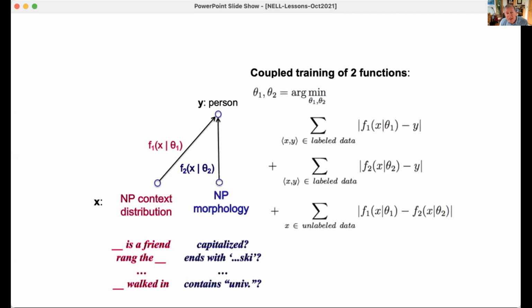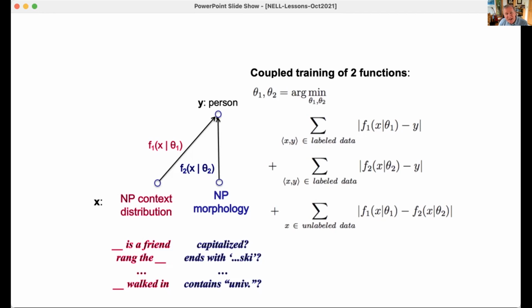Now, here's how you make coupled supervised learning work in your favor. Suppose in addition, you decide to learn a second function. So in general in this talk, black arrows are functions we're trying to learn. So suppose instead of representing the noun phrase by the context in which it occurs, we just represent it by, say, the sequence of characters in the noun phrase. Is that sequence of characters capitalized? Does it end with SKI? Does it contain different substrings and so forth?